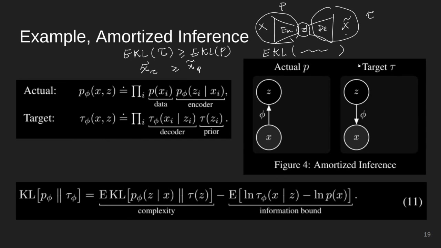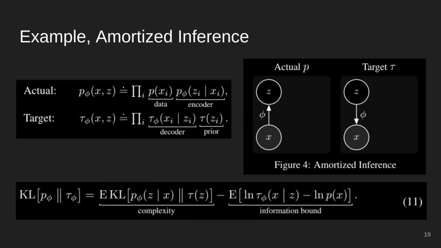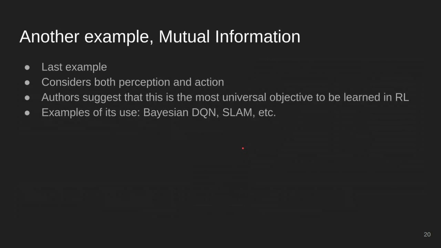Appreciate it. So let's continue, almost at the end. Another example that I would like to emphasize is the last example that they have, which is about the mutual information, which considers both perception and action together. Basically, I think it is the gist of the paper in terms of what is the right or good objective to have.